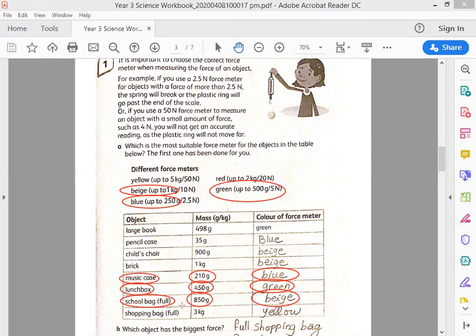What do you think about a full shopping bag? It's very heavy, it's about 3 kilograms. Which force meter can withstand this amount? We just have one, which is the yellow one. The yellow one can stand force up to 5 kilograms. So we are going to write yellow for the shopping bag, which is full of stuff. Okay.